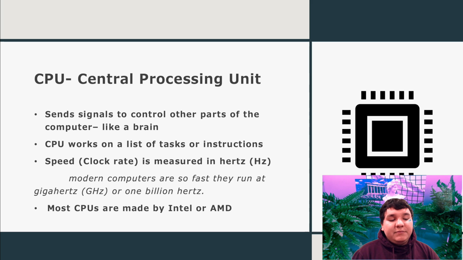There are other parts of the CPU like cache and cores that are not required to know for the state standard testing. All you need to know is the CPU controls the other parts of the computer, CPUs work on a list, and CPUs are measured in hertz.